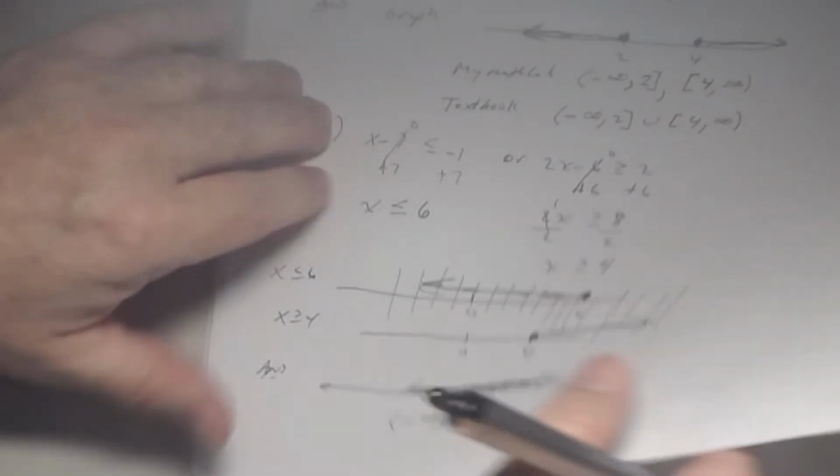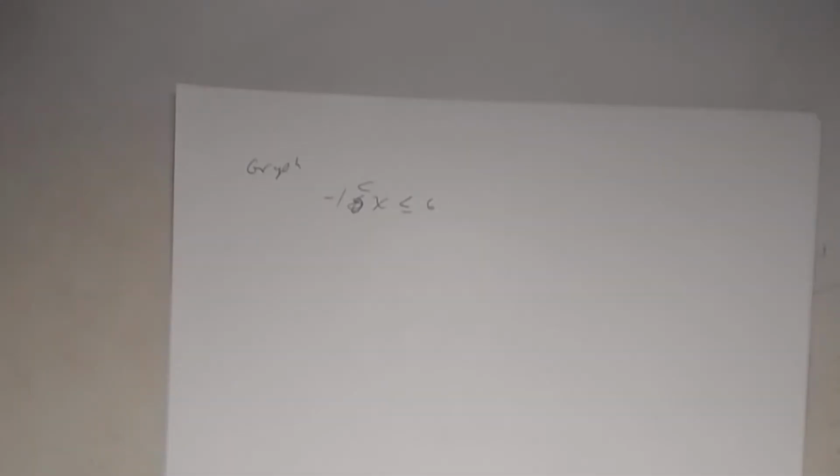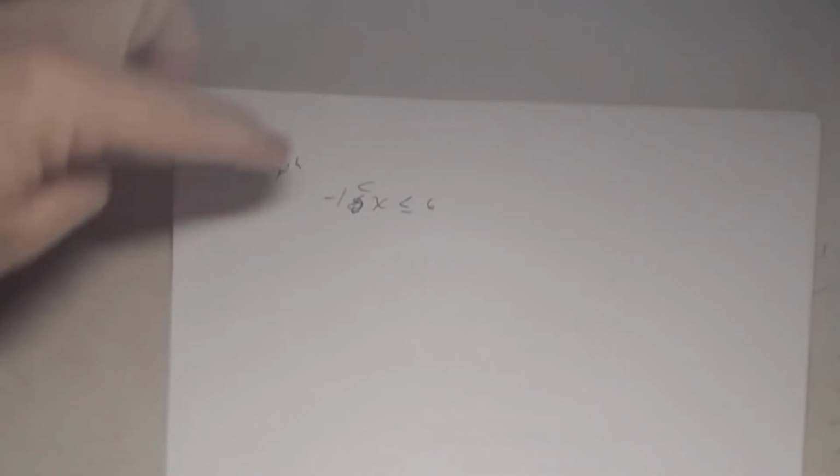So remember on one of your worksheets in a previous lesson, you were asked to graph this compound inequality that looked like this. Negative 1 is less than x is less than or equal to 6. So this is a compound inequality because you have two inequality symbols there. And notice the direction of those inequalities. They all point in the same direction. Less than, equal to.